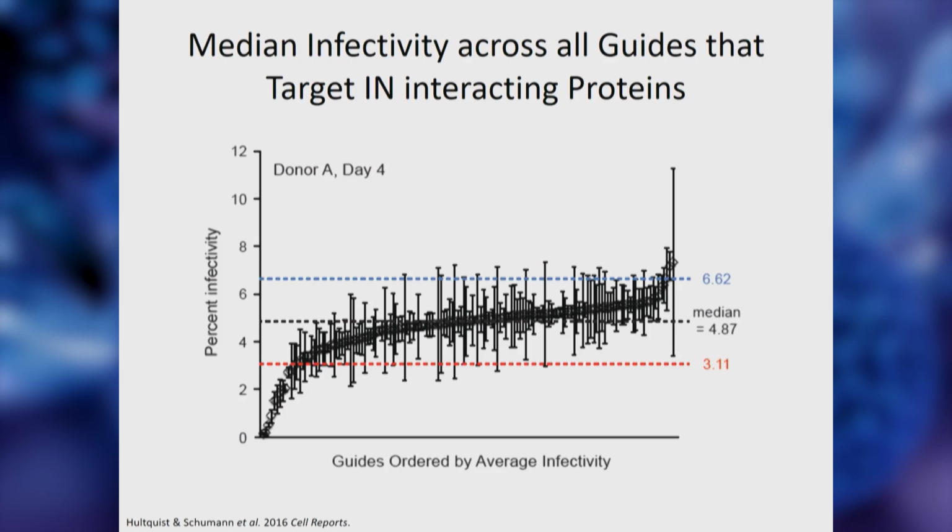Now this is looking at everything in a gene-specific manner, but we can also look from the HIV perspective. For example, here are all of the different guides targeting host factors that interact with HIV integrase. When we array these, we see most of them do not have an impact on HIV infectivity when knocked out, but we do see some that increase or decrease it.